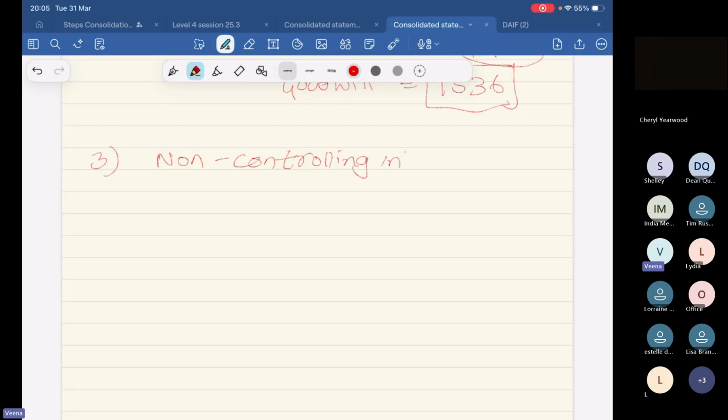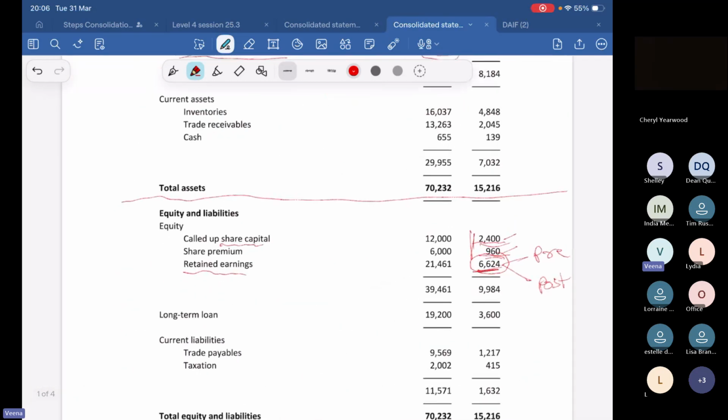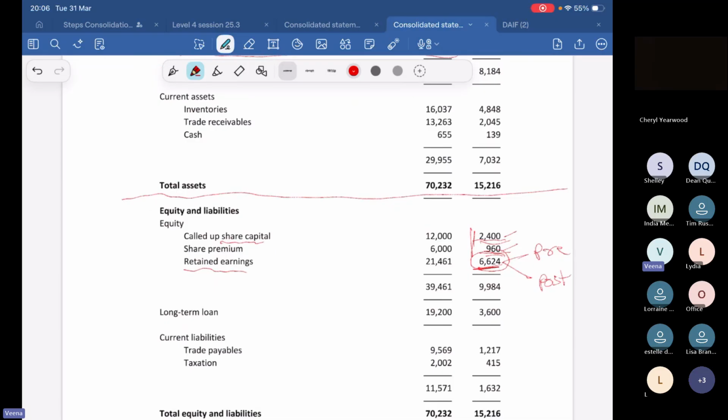Now, what is this non-controlling interest? In this company, if 80% is taken over by Hugh Limited, what about the remaining 20%? 20% stays with Daniel Limited. So whatever is left over goes to them, and there are a few other things as well. Anything that has happened after the takeover belongs to them. But again, 80% belongs to the parent company, only 20% belongs to them.